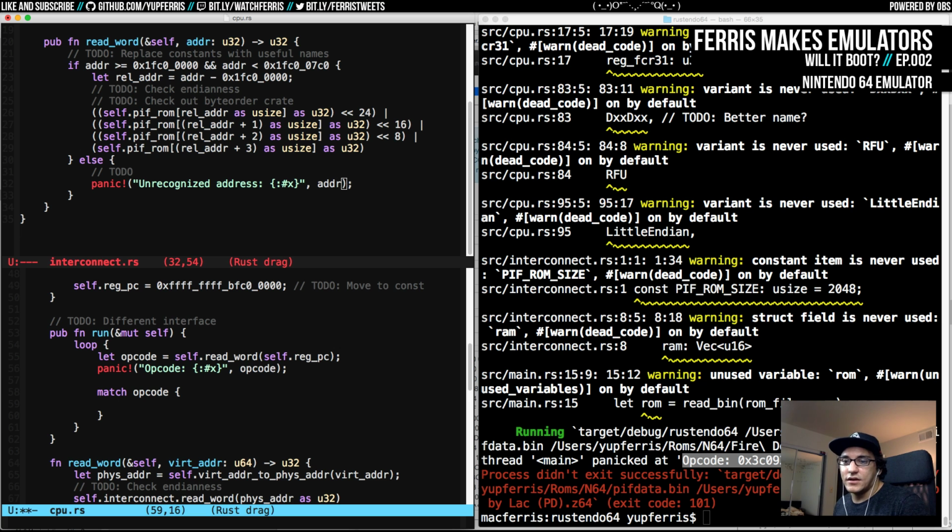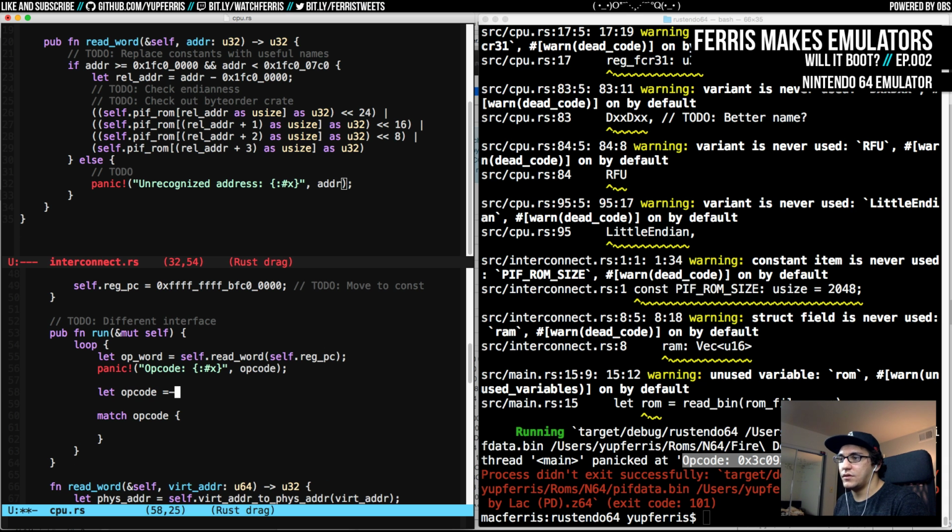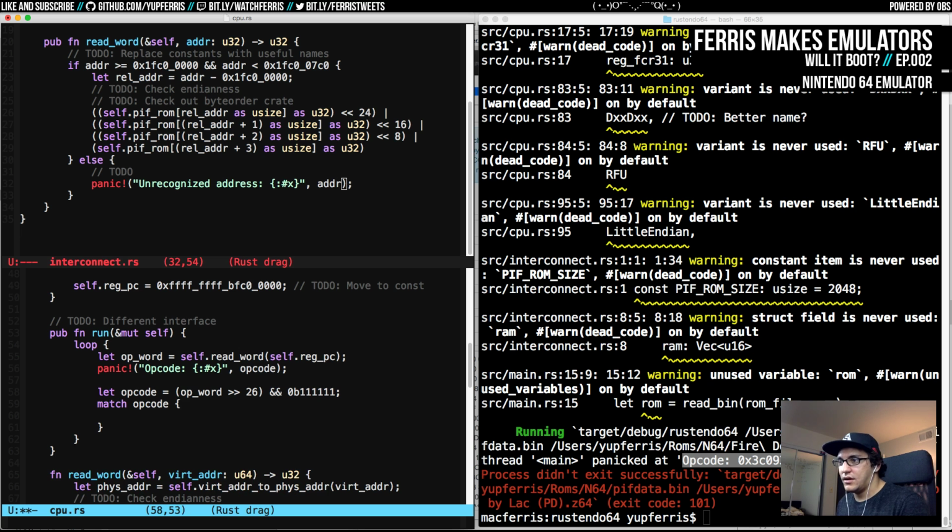So CodeSlinger says the opcode is the top 6 bits, which we did read yesterday. I think op word. Let's do that because it's the full word. And then we can say let opcode, and then we can get those top 6 bits. Now here we know we're working with a 32-bit value. 32 minus 6, if I can do math, is 26. So we're going to take the op word, shift right 26, and we're going to mask off the top 6 bits, which is correct, I think. And let's match on that.